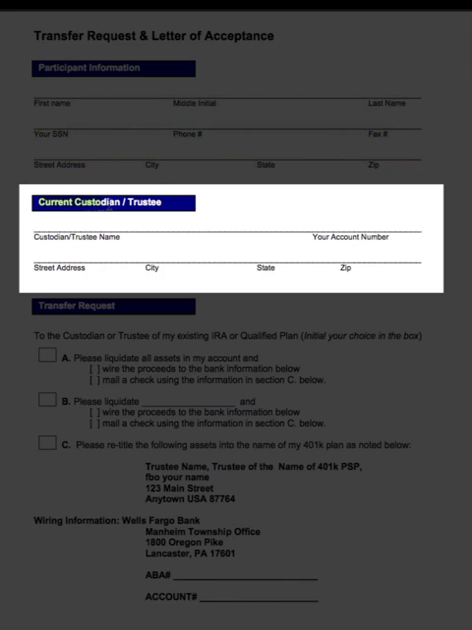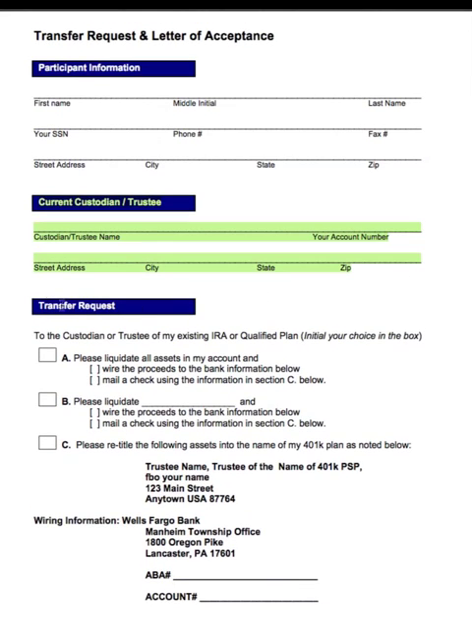Next, fill in the information for the current custodian, the current trustee, whoever is currently holding the money or the assets of the retirement plan. This is where their information goes. So you put in their name, your account number with them, and then put in their address information in this area.